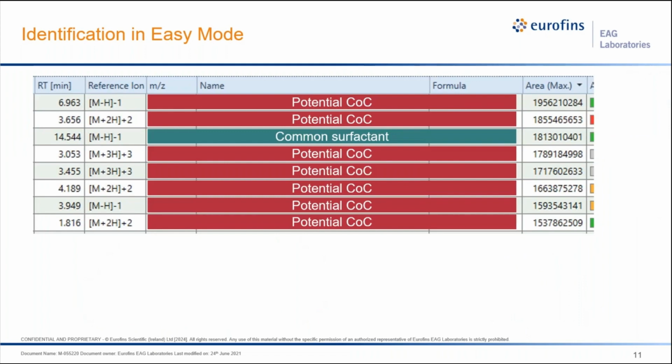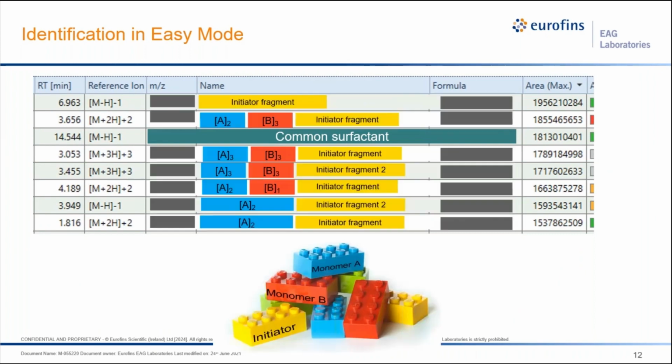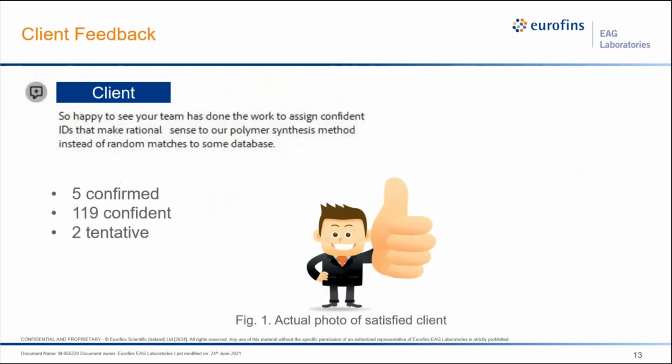So this level of communication with our client helped turn this table into a table that looks like this, where the potential cohorts of concern were instead determined to be consistent with the various collections of building blocks that make up our materials of construction. And by the end, we had 5 confirmed, meaning the compound happened to be part of our reference standard mix, 119 confident, and only 2 tentative IDs for this project.